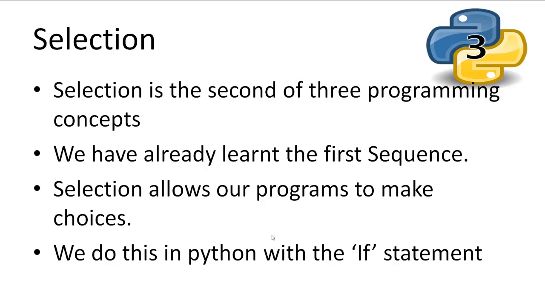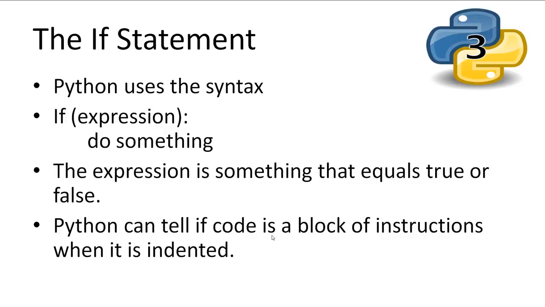Selection is the second main concept that makes up a program. We've already learnt the first, which is sequence. Sequence represents the program executing line after line. Selection is the concept of choices, allowing the program to decide based on a Boolean expression whether to execute a certain block of code or to not. In Python, this is through the use of the if statement.